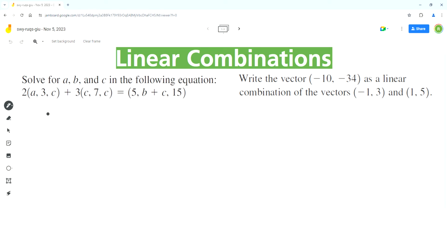So the first step is to do the scalar multiplication for these two vectors on the left side of the equation. So we'll multiply each component in the first vector by 2, and we'll multiply each component in the second vector by 3.